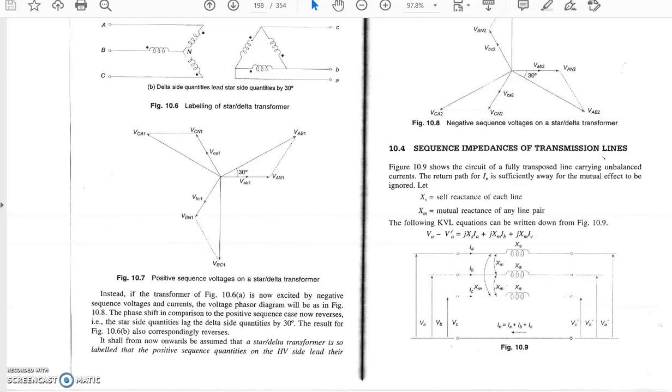Dear students, in the last class we studied a new technique, sequence components, for the study of unsymmetrical faults or unsymmetrical systems. Now, according to the syllabus, we are moving to the next topic, which is the representation of power system components like transmission line, generator and transformers in terms of sequence components or sequence networks. So first we will discuss the sequence impedance of the transmission line.